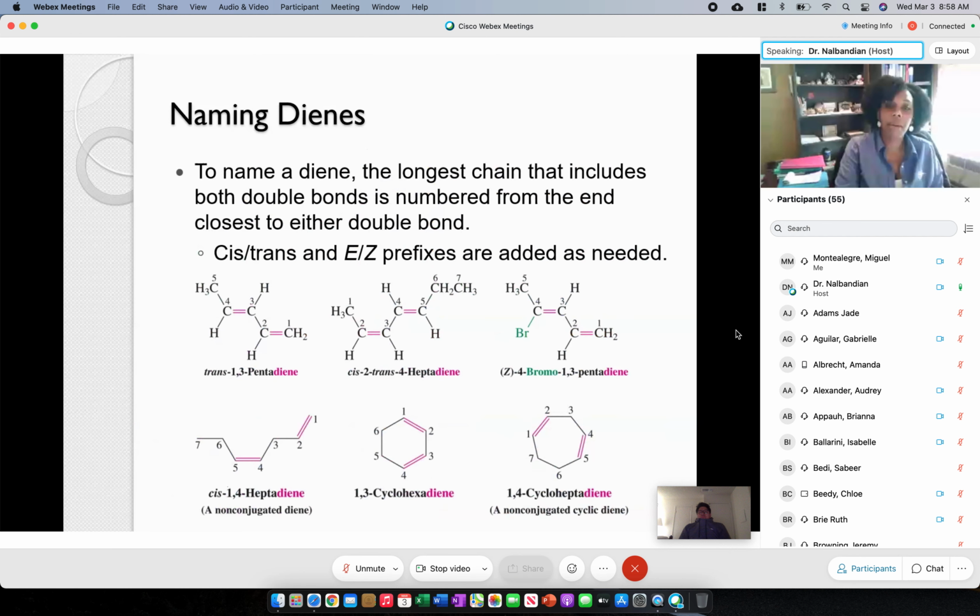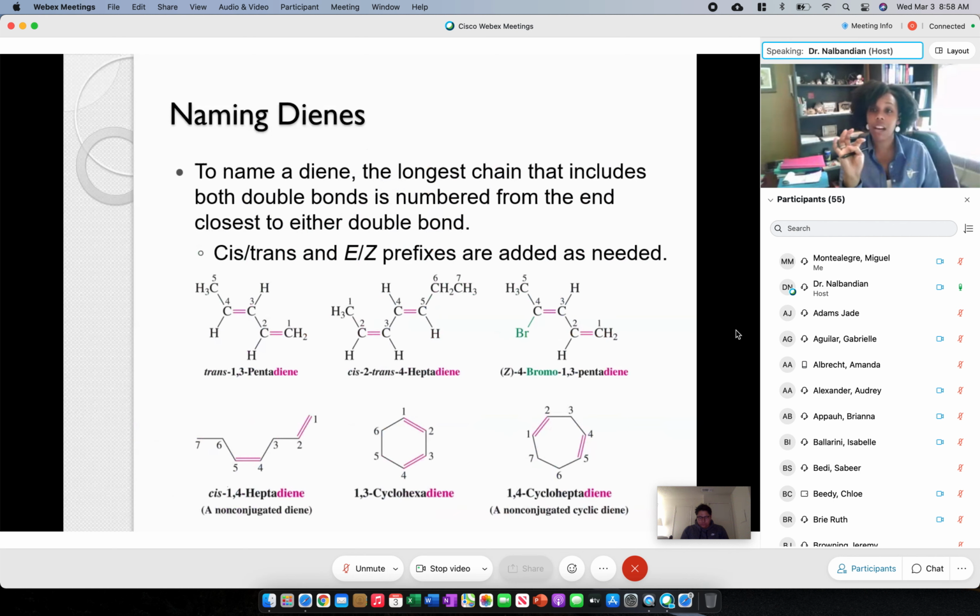All right, how do we name our dienes? Well, our dienes are named basically the same way we would name our alkenes. We look for the longest carbon chain. If your longest carbon chain contains both of the alkenes, you name it as a diene. If it doesn't include all 4 carbons of these alkenes, then it's named a different way, and we'll talk about that in a minute. But if your longest chain contains both of the double bonds, you number it from the end that gets you to a double bond as quickly as possible.